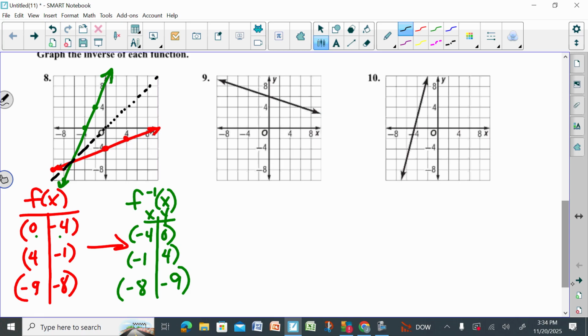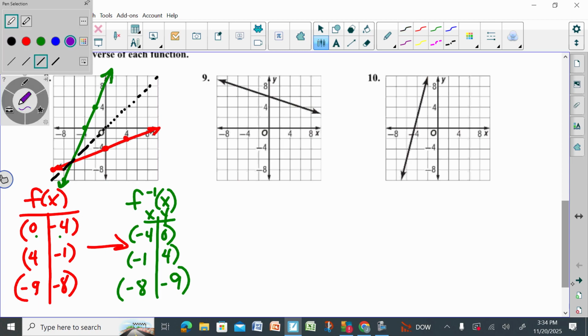Okay, so do the same thing with number 9 and number 10. Just looking at 9 and 10, I could probably point out a couple of the ordered pairs. I'm not naming them for you, but this looks like a nice spot.